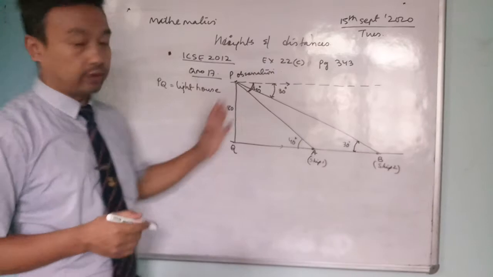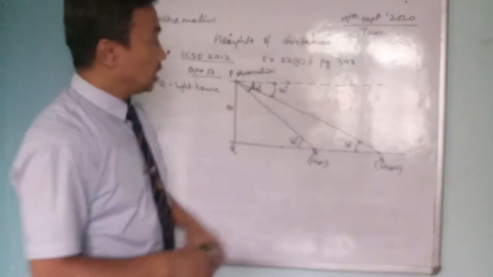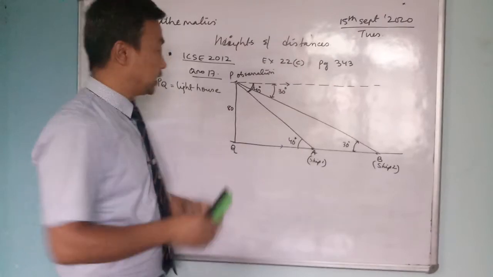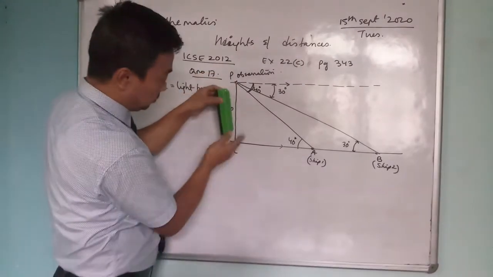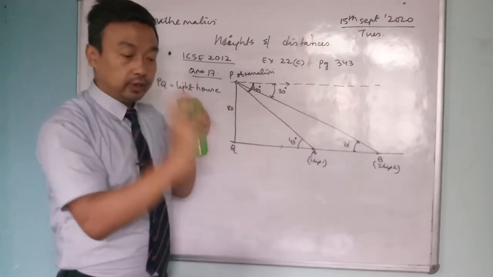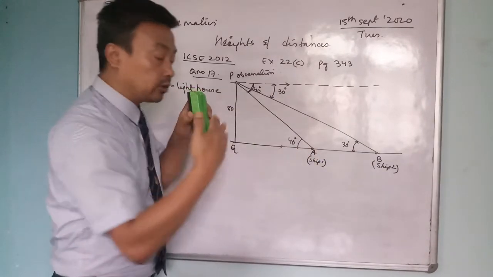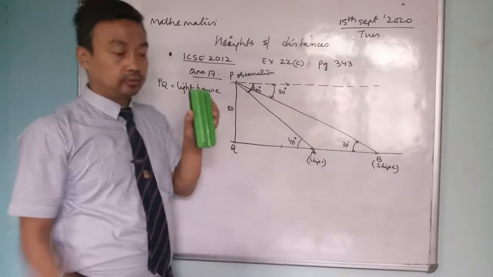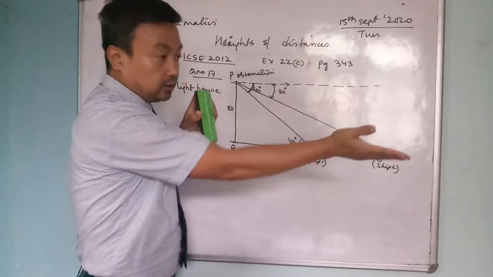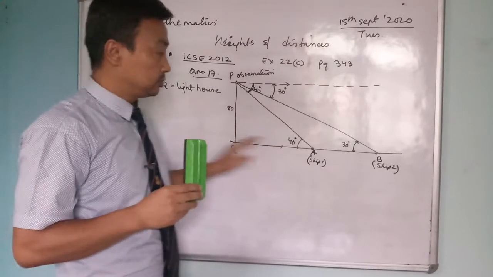So this is the diagram. Quick recap of this question, how the question is translated into a diagram. There is a lighthouse here. From the top you are observing the two ships. The first condition is that they are on the same side of the lighthouse and they are along the base on the horizontal line.